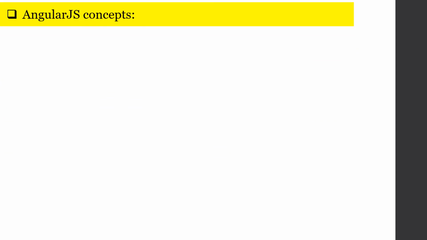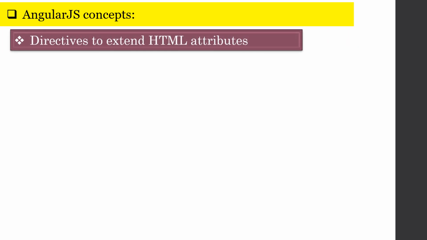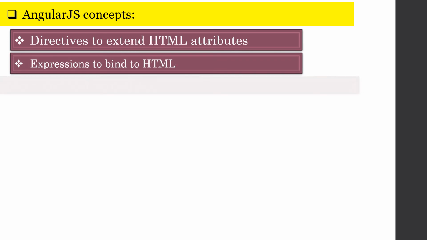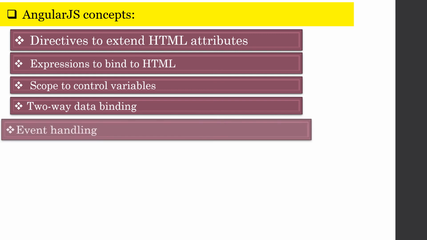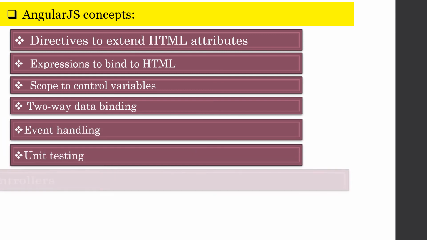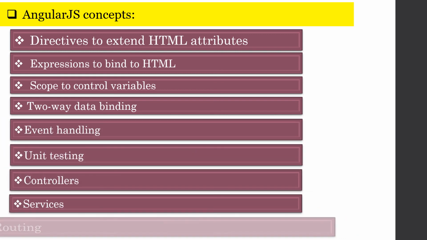Now, let us look at the concepts of Angular JavaScript which make it more successful and usable. These are directives to extend HTML attributes, expressions to bind data to HTML, scope to control variables, two-way data binding, event handling, unit testing, controllers, services, and routing.